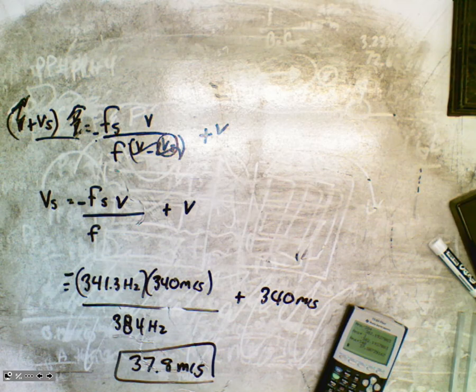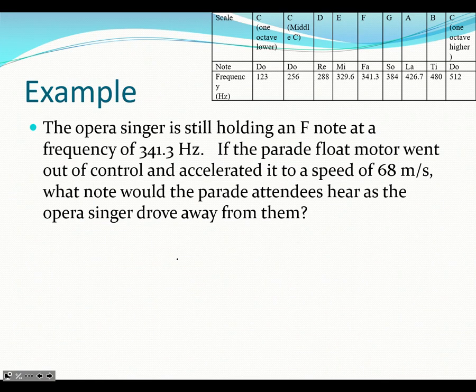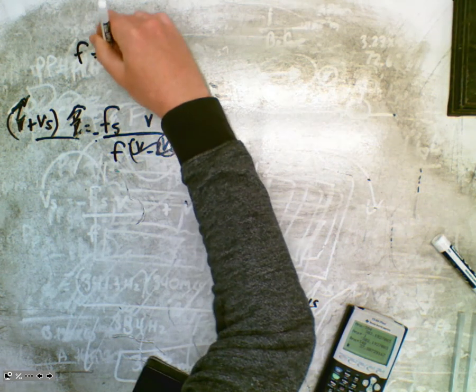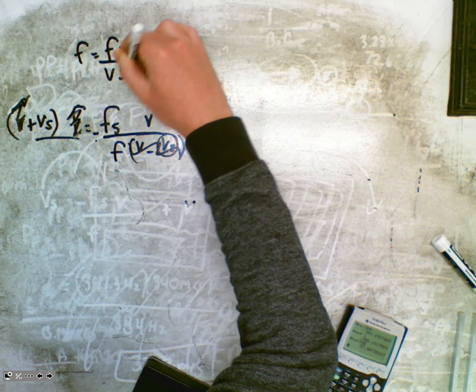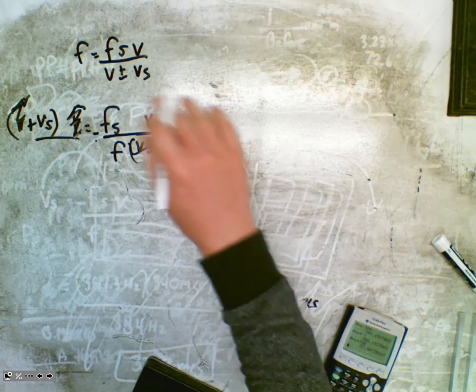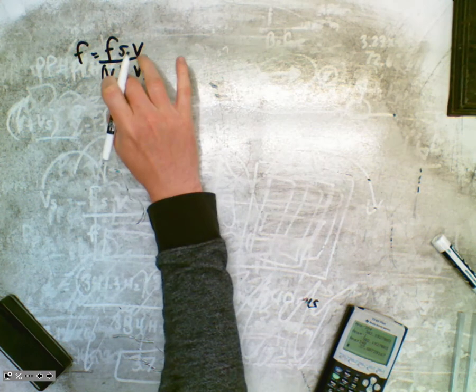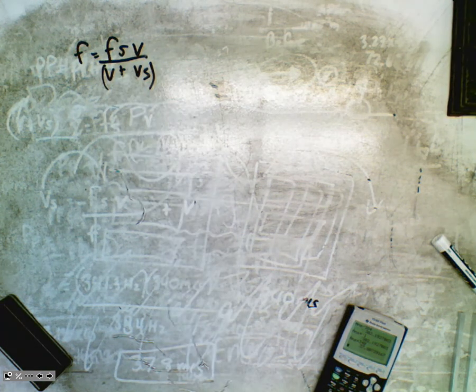Okay. So another question that we have. An opera singer is still holding an F note. If the parade float motor went out of control and it accelerated to a speed of 68 meters per second, what note would the parade attendees hear as the opera singer drove away? Okay, so let's write out that formula again. So that formula is F equals Fs V over V plus minus Vs. That's our formula. So now it's moving away, which gives us positive feelings. So that one's a positive.